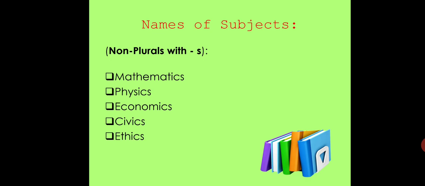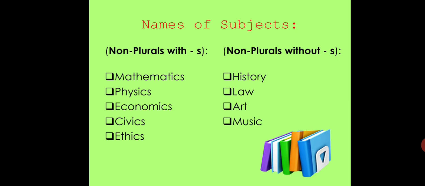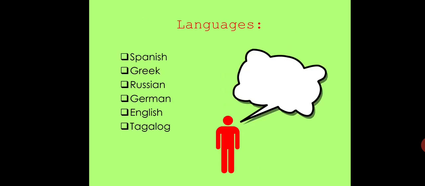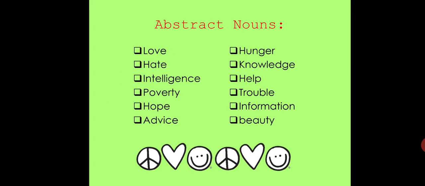We also have a lot of words in the English language with S, even though they are singular. For example, civics, ito yon, missiles, mumps, yan. But we also have subjects which are non-plural without S. These are singular by default. So, what about languages? Spanish, Greek, Russian, German, English, and Tagalog, they must be capital letter, and they are also singular form. Abstract nouns such as love, hate, intelligence, poverty, hope, advice, hunger, knowledge, together with help, trouble, information, and beauty, are all abstract nouns that must be taken in its singular form.